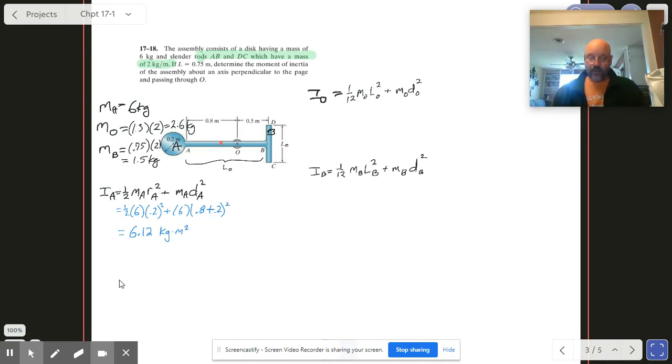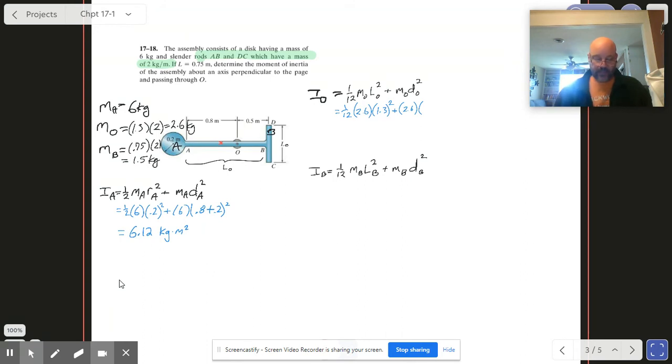Okay, let's go to the next one. The center rod, the one I called O. So we're going to have 1/12. Its mass we determined was 2.6, and its length is 1.3. Okay, so the 0.5 and the 0.8 together. So 1.3 is what that is, plus 2.6. And now we need the offset distance.